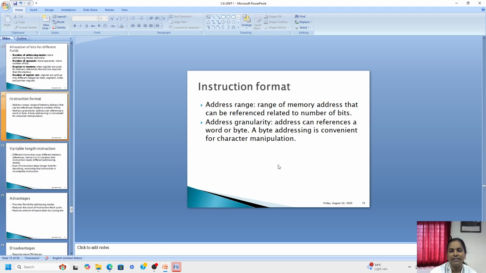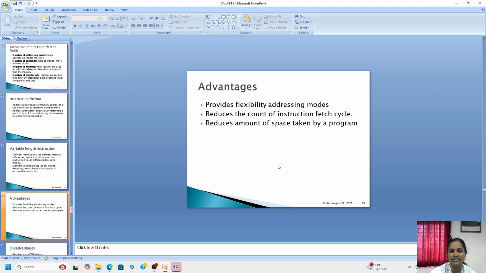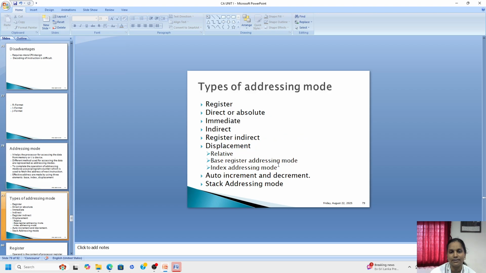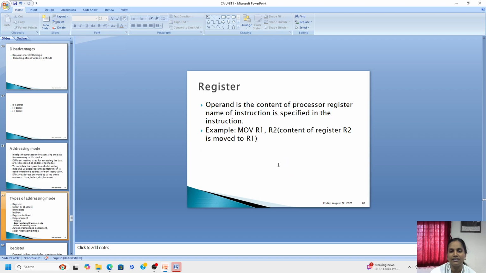Instruction format. The instructions are represented with the help of address range and address length. The advantages of specifying the addresses are flexibility, a reduced instruction count, and reduced space. The types of addressing modes are register addressing, direct or absolute addressing, immediate addressing, indirect addressing, displacement addressing, which has 3 types: relative, base register addressing and index addressing, auto increment and decrement, and stack addressing.